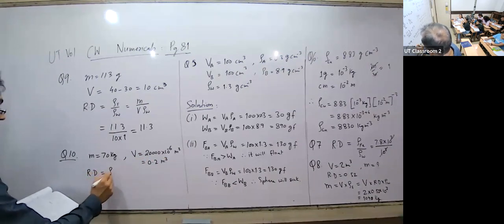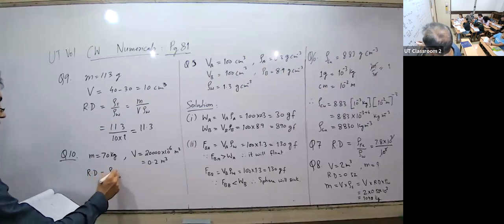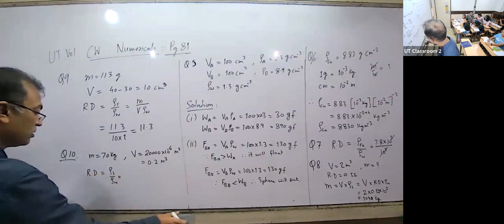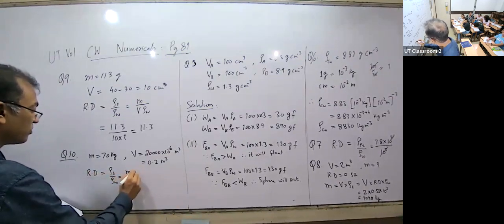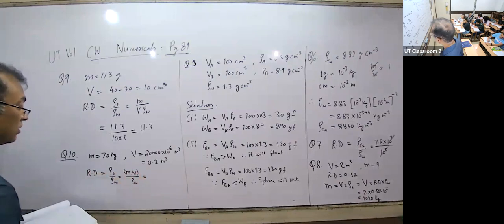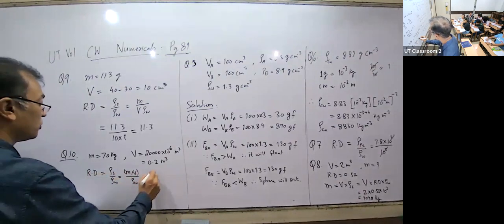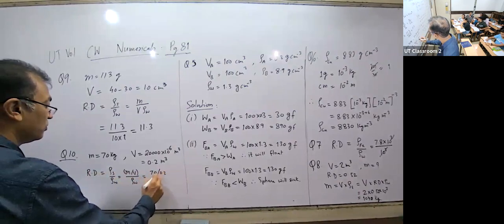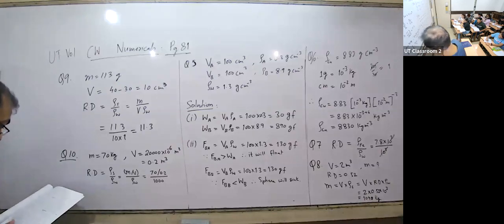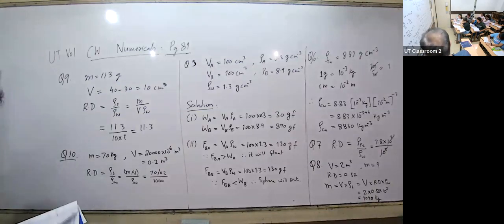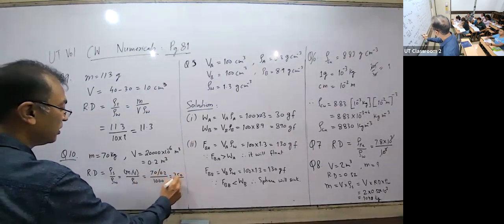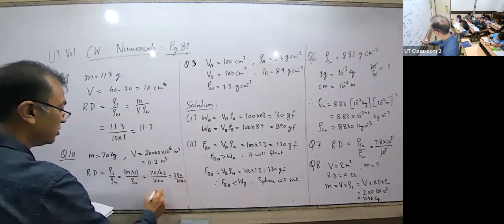Relative density is density of substance upon density of water. What is density of substance? Mass of substance upon volume of substance. So I do it like this: mass of substance upon volume of substance, then density of water, 10 raised to 3. So how much is that? This is 70 divided by 0.2, divided by 1000. So this is 700 by 2, which is 350, divided by 1000. Is it 0.35?